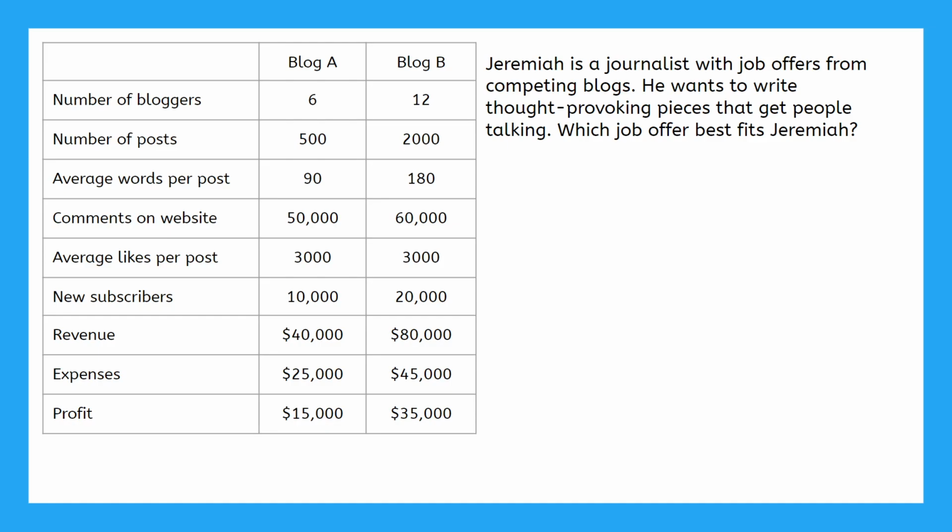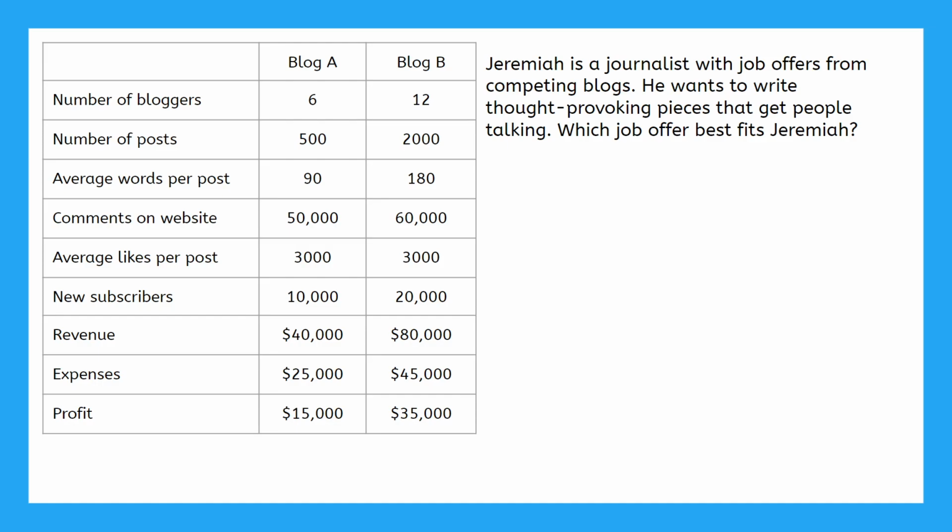Jeremiah wants to get people talking. So which category in the table best represents that? Well, if people are making lots of comments, the discussions must be good. So clearly the answer is blog B since they have more comments, right? Well, hold on. It looks like blog B has a lot more posts than blog A.